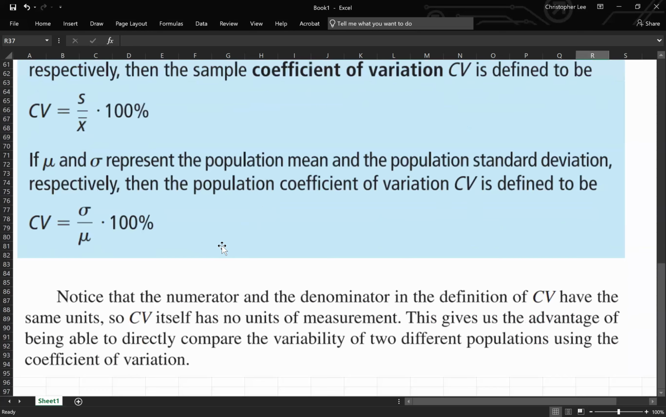Notice that the numerator and the denominator in the definition of the coefficient of variation have the same units. So the coefficient of variation itself has no unit of measurement. This gives us the advantage of being able to directly compare the variability of two different populations using the coefficient of variation. Okay, let's say, for example, I'm running some type of experiment.